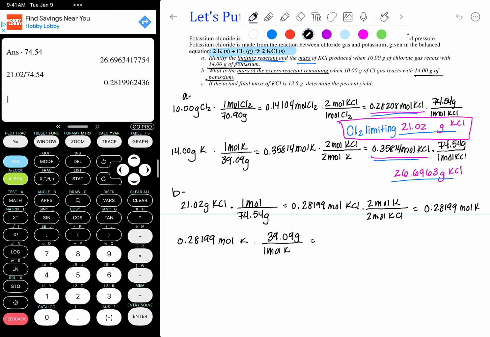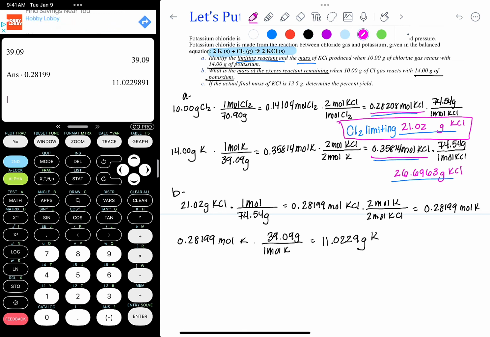And this is just coming down to rounding differences, sig fig changes, and everything like that. Okay, there we go. Now we can multiply by 39.09 times 0.28199, and we get 11.0229 grams of K. Now this is the amount of K that was used up. That's how much I needed to produce 21.02 grams of KCl. Okay, I have some K left over.